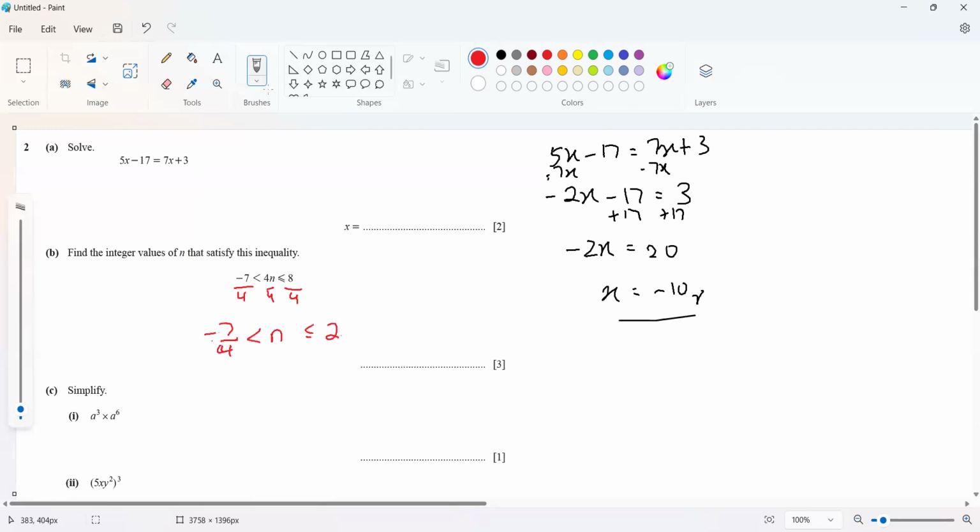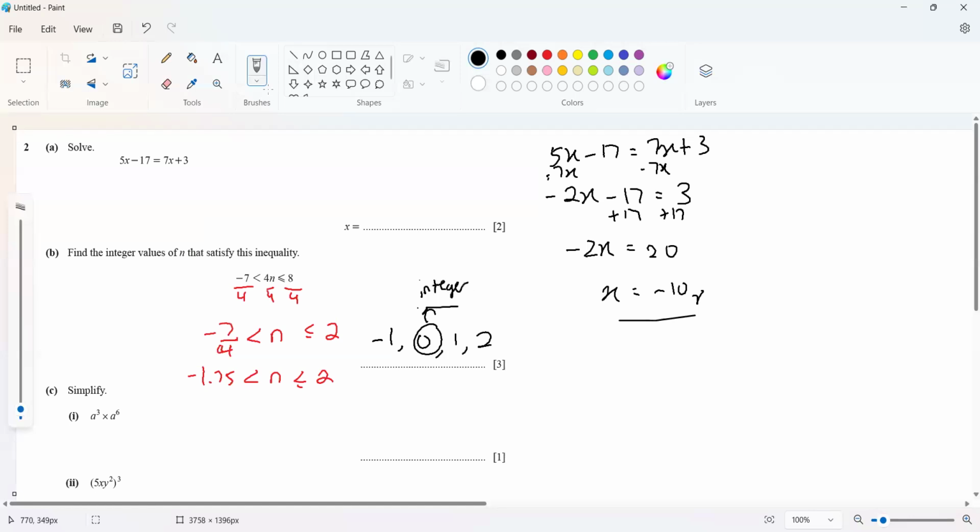Now, this value, you can type it down in decimals first to work with. This is actually negative 1.75 and 2. So in other words, our integer values will take negative 1, 0, 1, and 2. So we are assuming that 0 is an integer, right?